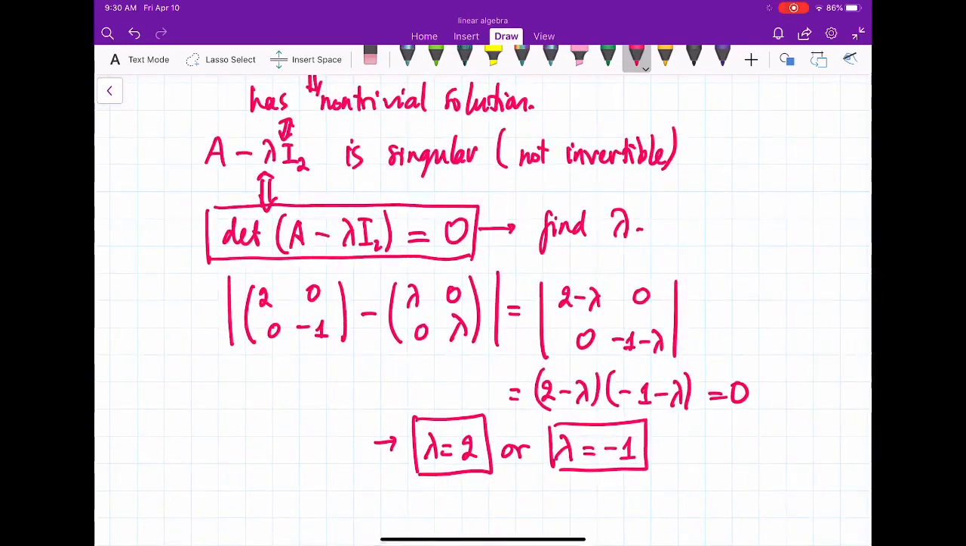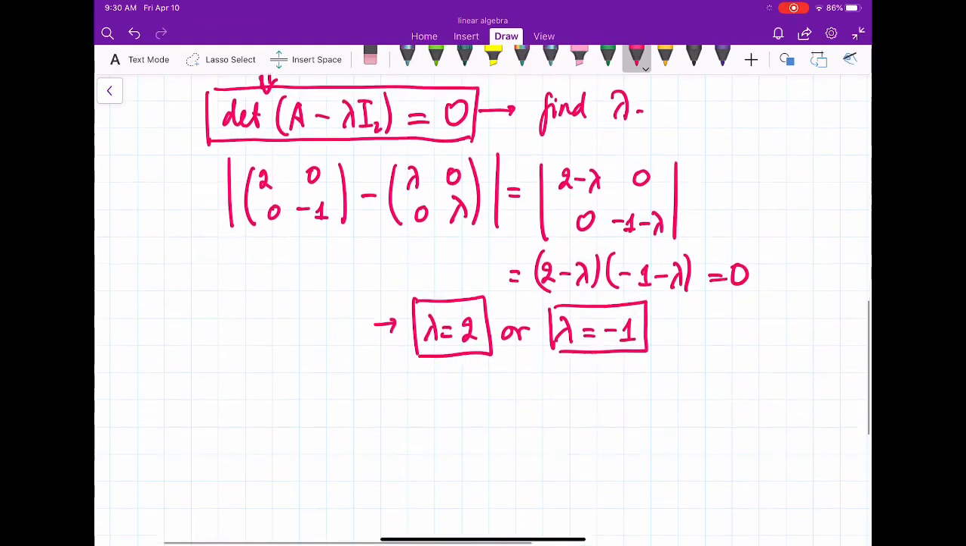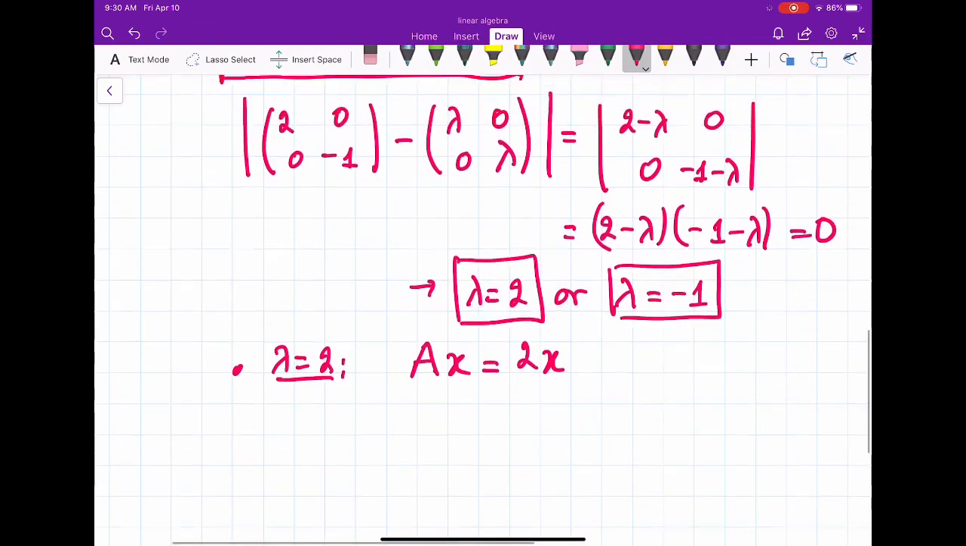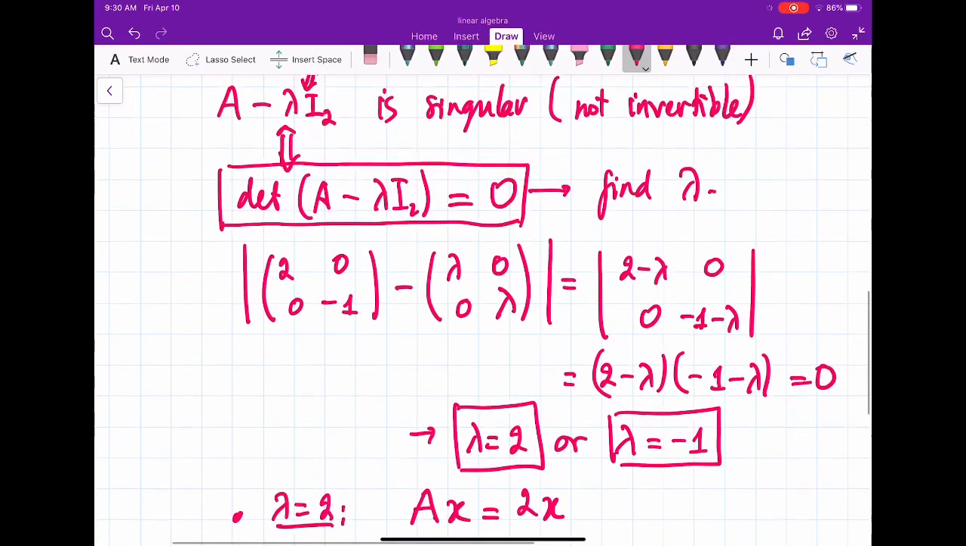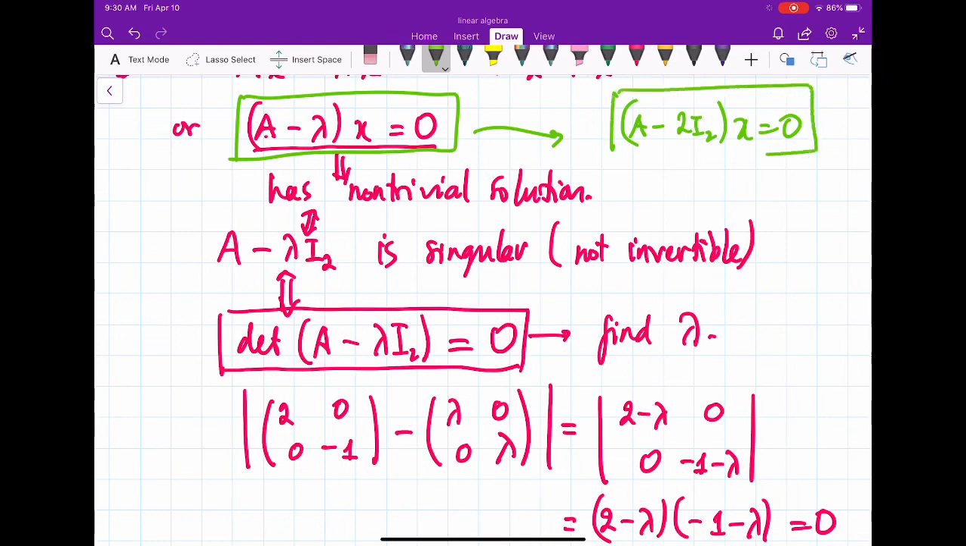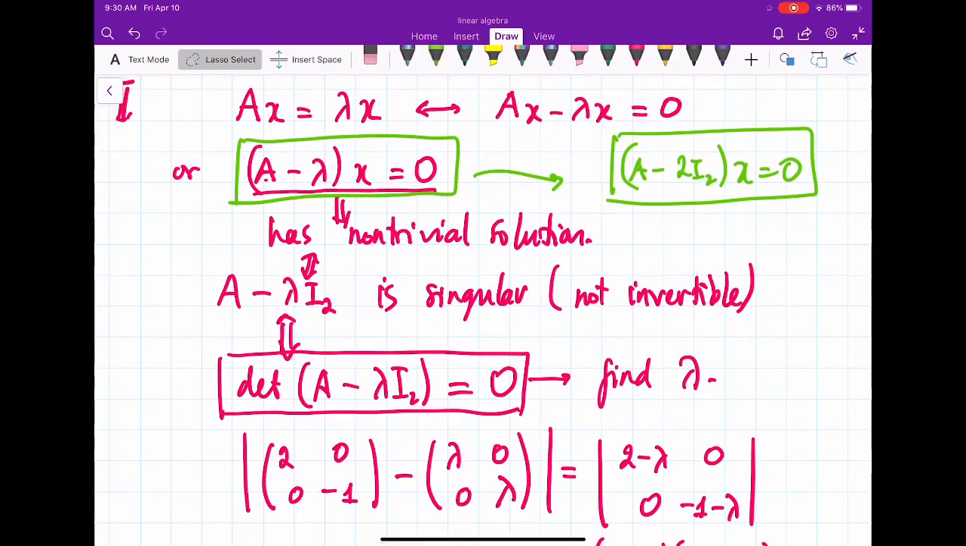For each eigenvalue, we still need to find the corresponding eigenvector, okay? So let's pick lambda equal to 2. And so I need to find x such that Ax equal to 2x. Is it correct? Or basically, if I use this system right away, and I just plug 2 into the matrix, so I have A minus 2 identity times x equal to 0. Make sense? I need to solve this system.